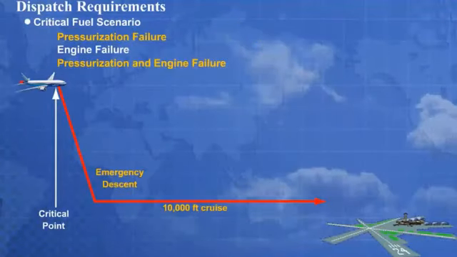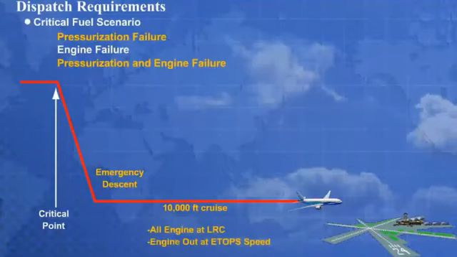The critical fuel diversion profile for the two pressurization failure cases assumes an emergency descent to 10,000 feet and a subsequent cruise to the ETOPS alternate. The depressurized cruise segment is flown at long-range cruise speed with all engines operating and at the approved ETOPS planning speed with one engine inoperative.